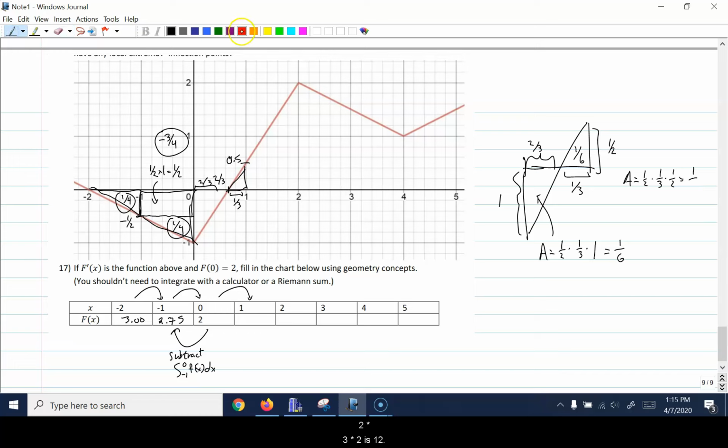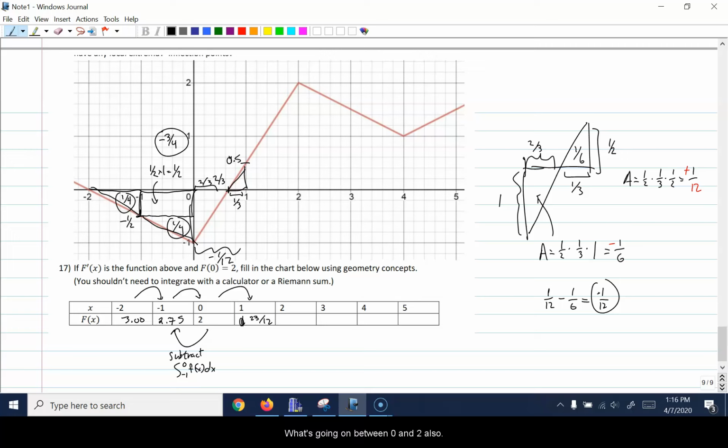2 times 3 times 2 is 12. So I have a positive area of 1/12. I have a negative area of 1/6. The total area is 1/12 minus 1/6 is -1/12. So from 0 to 1, the function decreases by 1/12. From 2 to decrease by 1/12, it's going to be 1 and 11/12. That'll be 23/12.